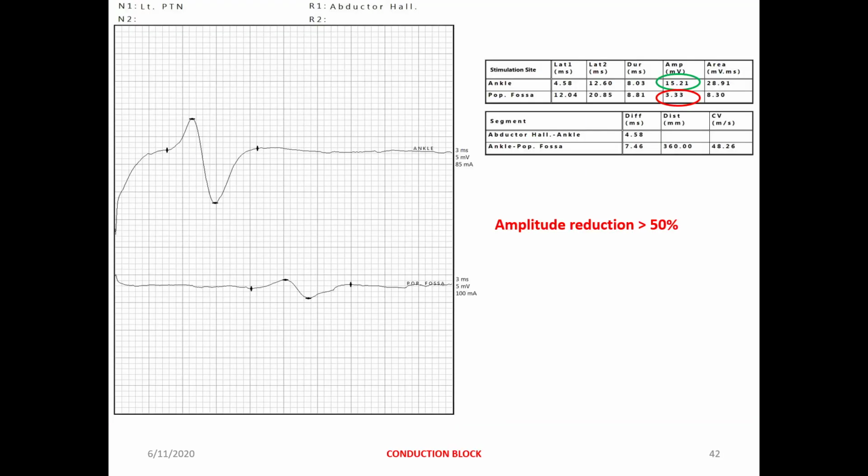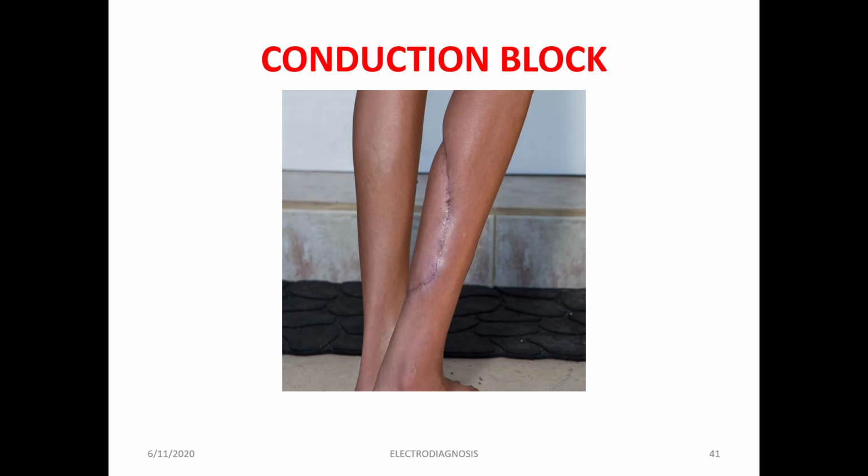We cannot see the medial side in this picture, but if you approach from the medial side, behind the medial malleolus, you can directly stimulate from that side and it will be recorded from abductor hallucis. So that pathway is normal. There is no injury in this pathway from the medial malleolus to the abductor hallucis.